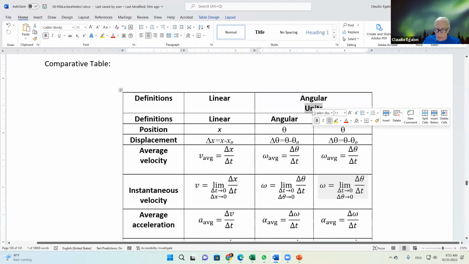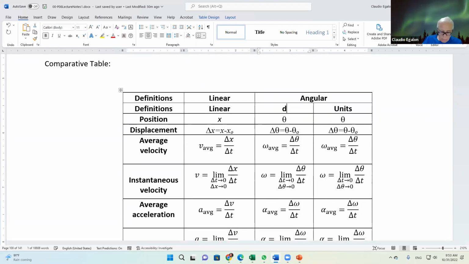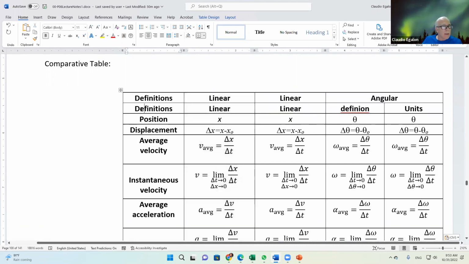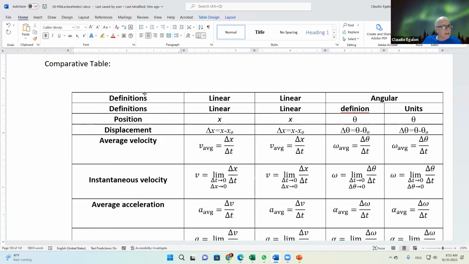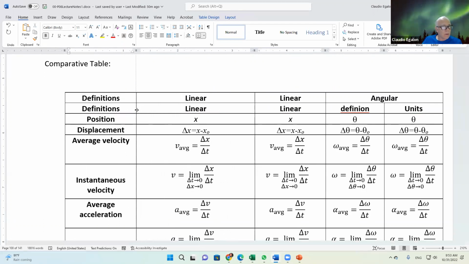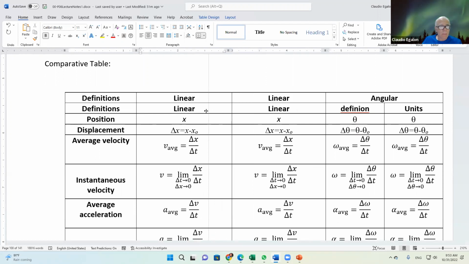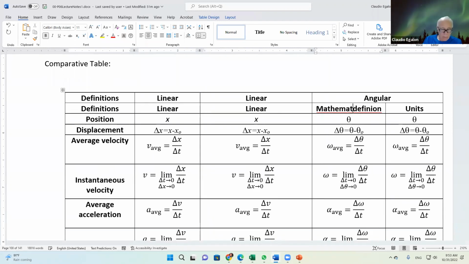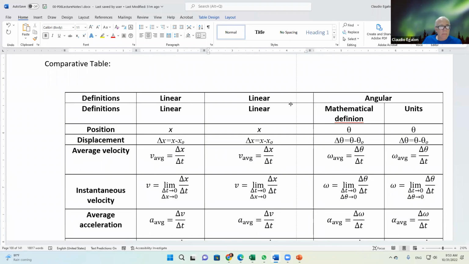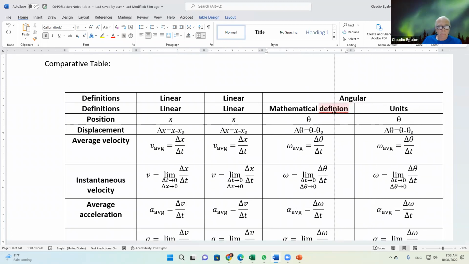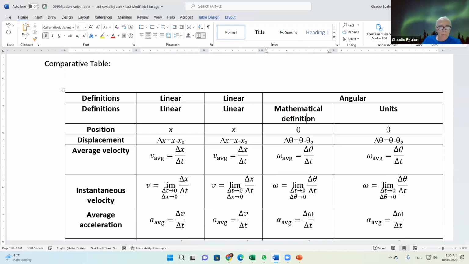Merge cells. Definition. I can do the same here, right? And now my table starts to become bigger and bigger. Definitions. Here's the mathematical definition. Mathematical definition. And units.